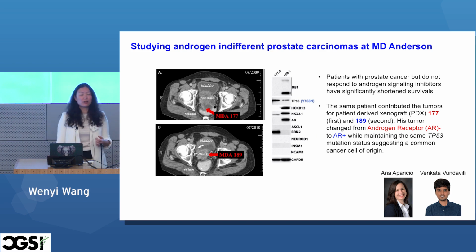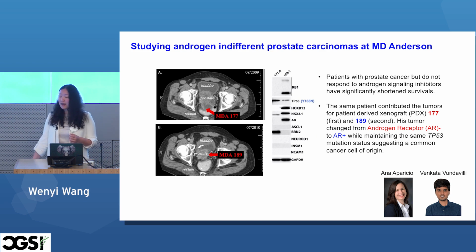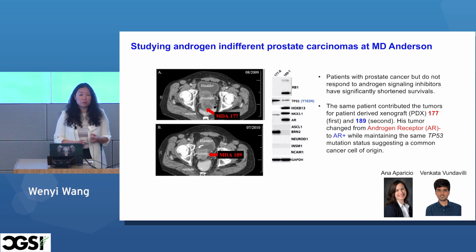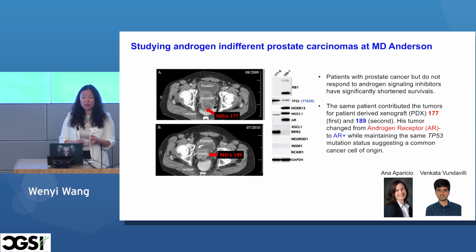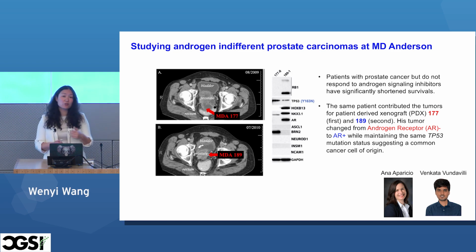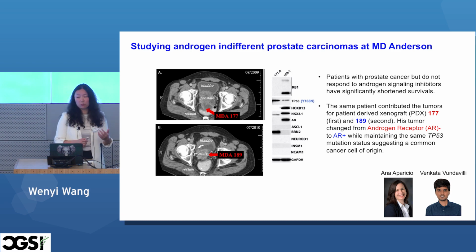My group is studying androgen-indifferent prostate cancer in collaboration with Dr. Anna Aparicio at MD Anderson. These are patients with prostate cancer that do not respond to androgen signaling inhibitors, which are the standard treatment for prostate cancer patients. And therefore, they have significantly reduced survival.